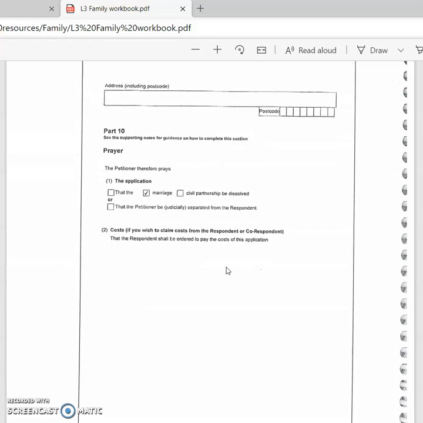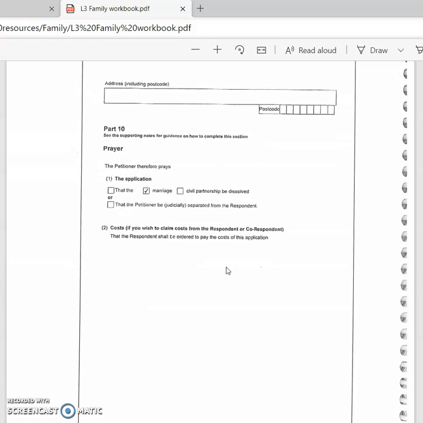Right, now this next bit, you might find it's a bit weird. It's called the prayer. You know when you pray to God, it's because you want something to happen, you wish for something to happen. Well, this is a prayer wishing that the marriage is dissolved, basically, that the marriage is over. So the prayer is the petitioner, so Linda, prays that the marriage is over. That's basically what it is.